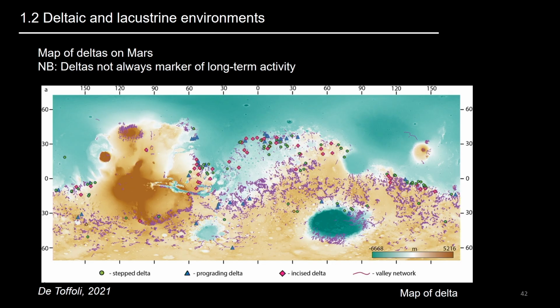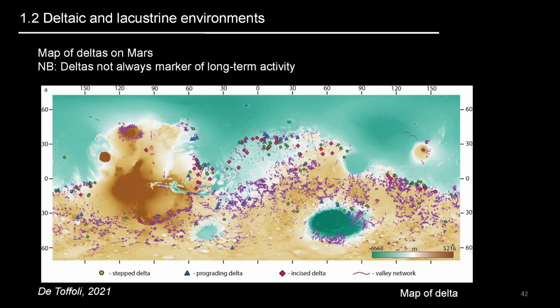This is a map of deltas on Mars, and deltas are not always markers of long-term activity. Again, they can form relatively quickly. But what is interesting is that many deltas on Mars align close to the dichotomy, so at the step between the highlands and the lowlands. But some of them are also present within the highlands.